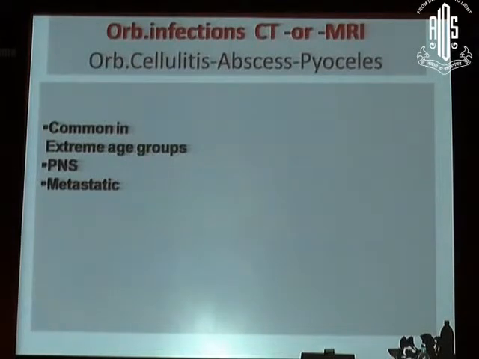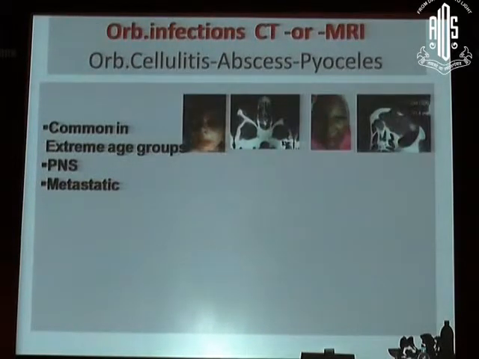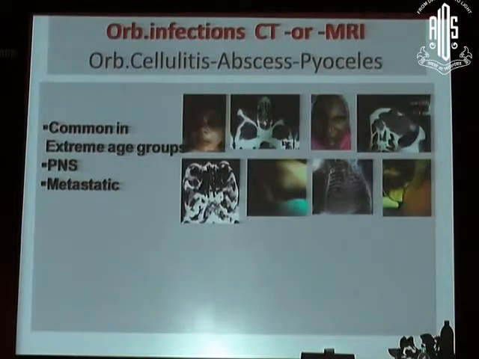Orbital infections are common in extreme age groups. Paranasal sinuses are the main culprit. In babies, usually the ethmoid sinus is getting involved. In elderly age, the frontal sinus is common. Occasionally, in babies, especially immunocompromised babies, one can find a metastatic infection giving rise to orbital cellulitis and orbital abscesses.